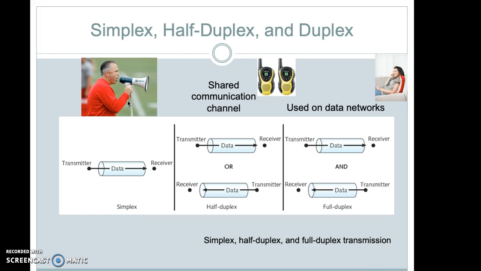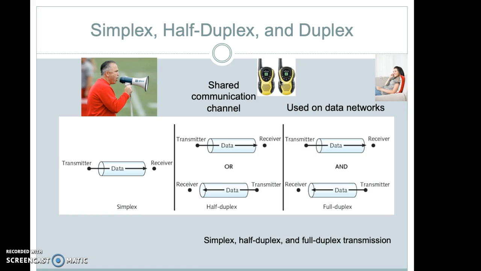It's just simplex. The OR transmission is half duplex, because I can transmit this way or I can transmit this way to the receiver. So one or the other, but they can't occur at the same time. That's like walkie-talkies as an example. When you talk into them, the other person cannot talk because you've got the button down and you're talking.